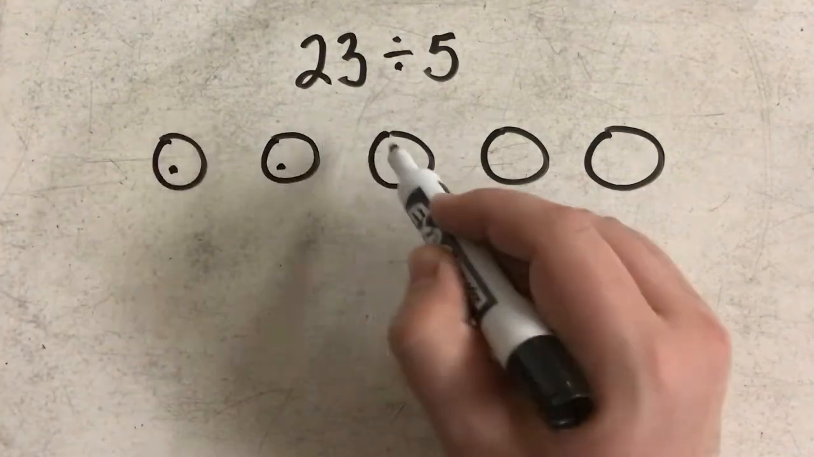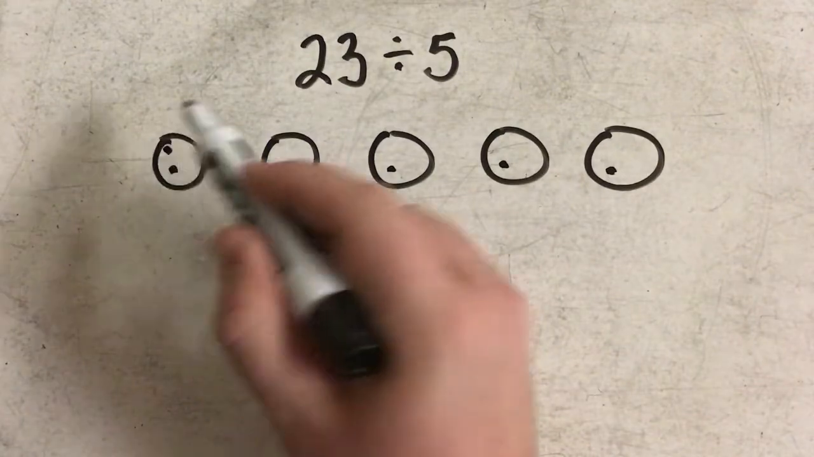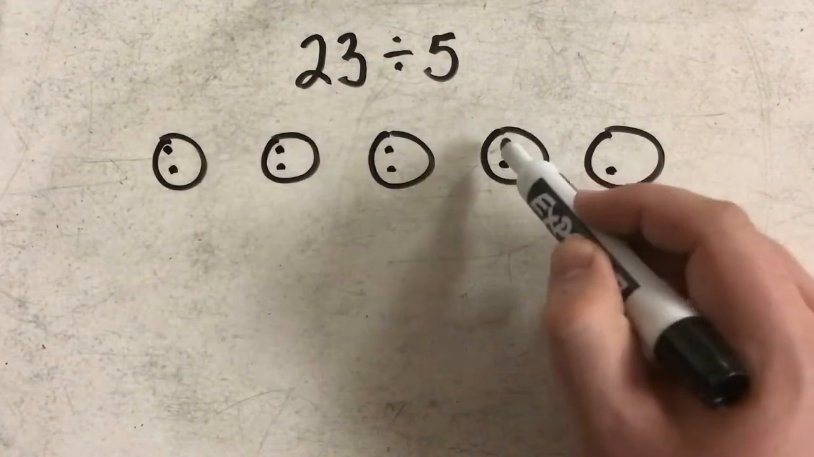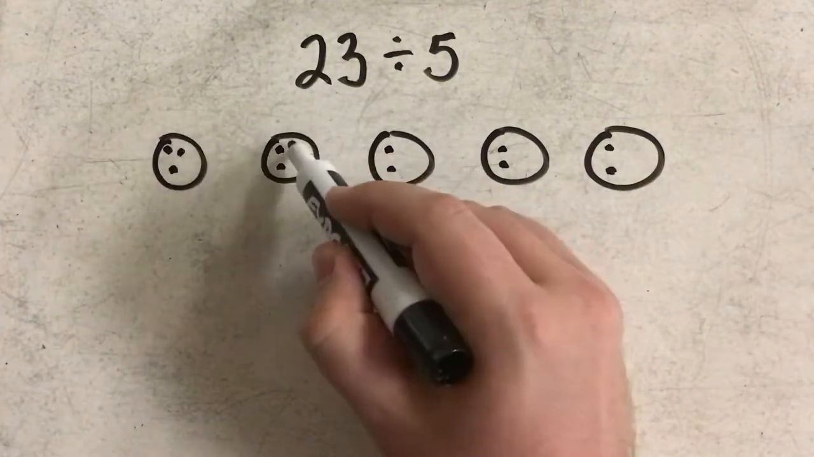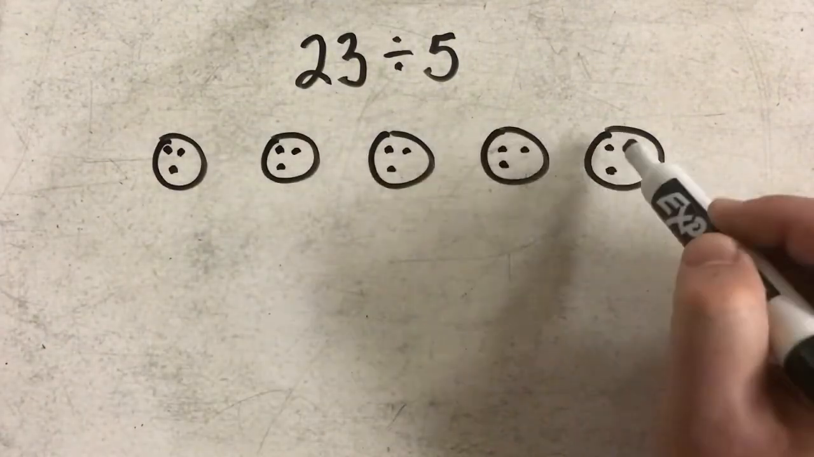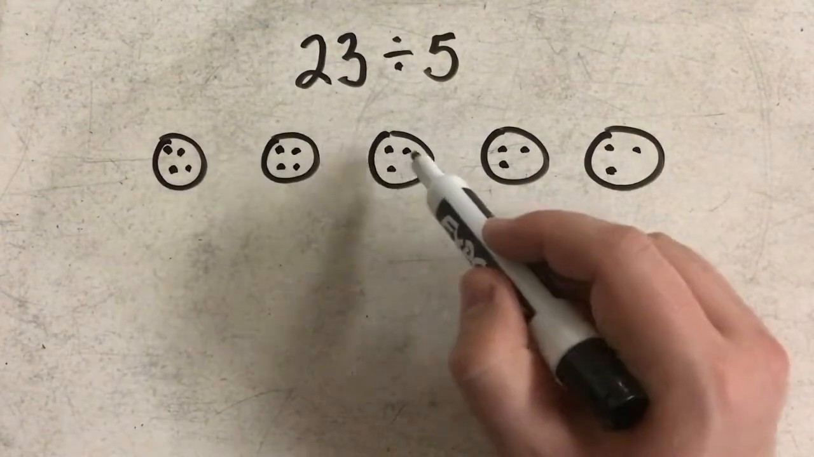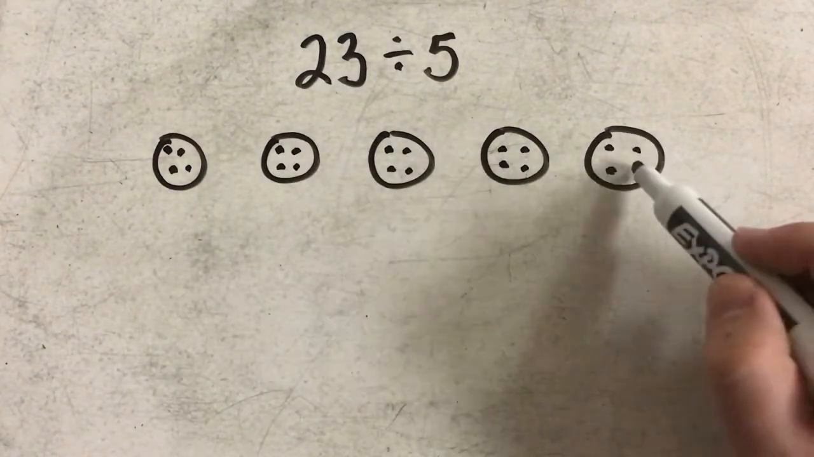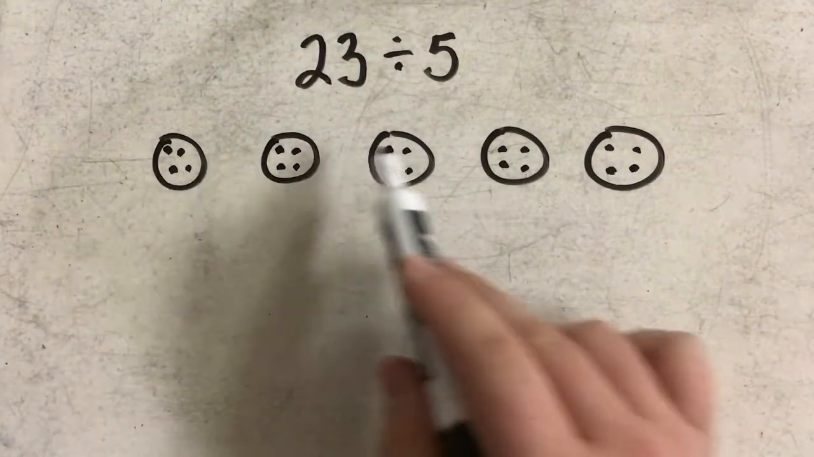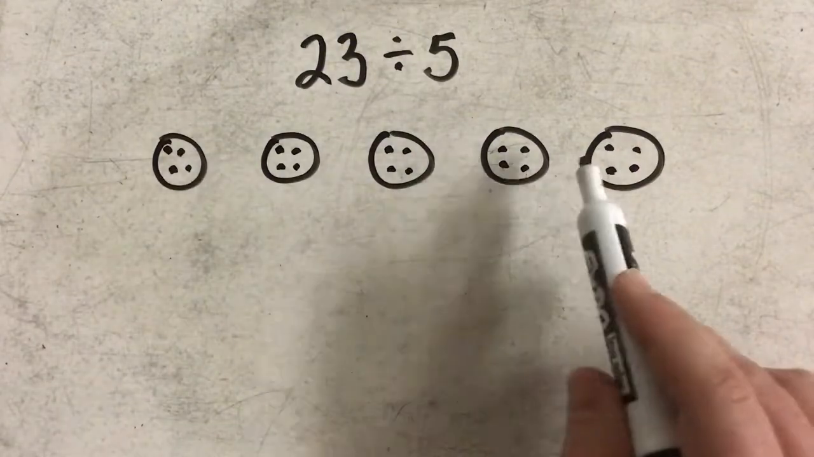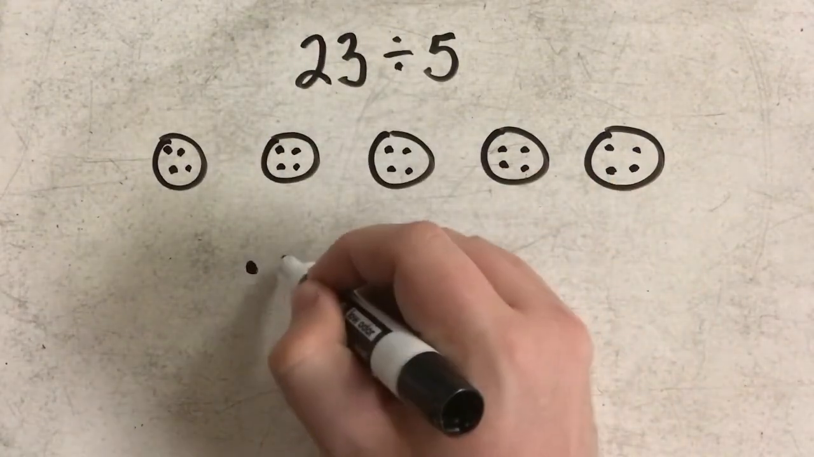1, 2, 3, 4, 5 cookies. 6, 7, 8, 9, 10 cookies. 11, 12, 13, 14, 15 cookies. 16, 17, 18, 19, 20 cookies. Now at this point, I've given out 20 cookies to my guests. I still have 3 cookies left over.